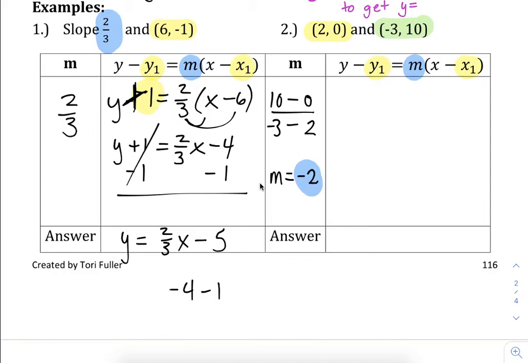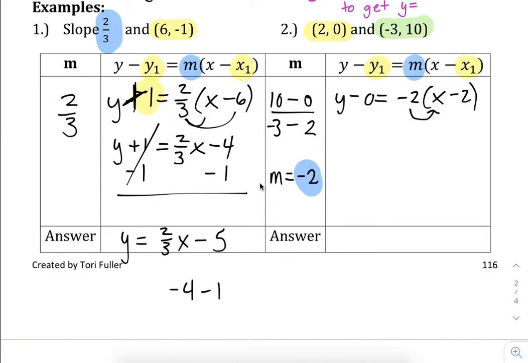I could use the green points. I could use the yellow points. Doesn't matter. For me, I don't want the negative, so I'm going to choose the 2, 0. So plugging it in, y minus 0 equals a negative 2, parentheses x minus 2. There's no double negatives. I don't need to fix any. So we're ready to distribute.